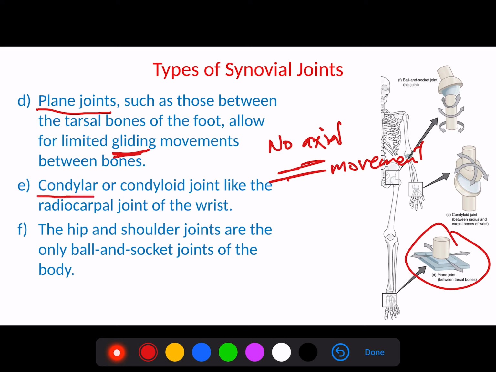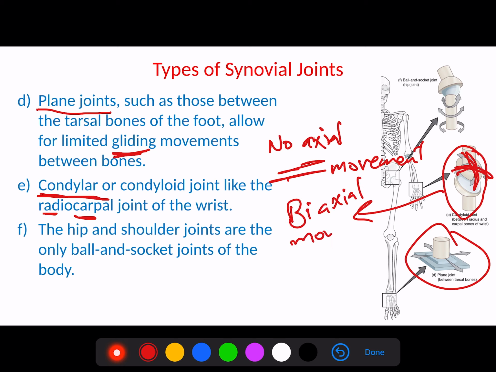The fifth type is something called condylar or condyloid joint, like the joint between the radius and the carpal bones of the wrist, as you can see in this one. Here also we have two axes that the joint is moving around. So this is also biaxial movement.